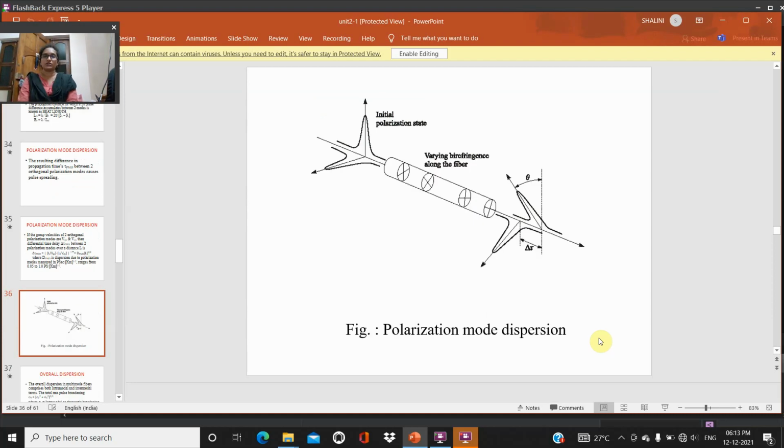Polarization mode dispersion: how will these polarized modes be dispersed inside the optical fiber? Initially the two modes will be aligned at the input side, but how will these modes propagate inside the optical fiber? Let's see this diagram. How the birefringence along the fiber may vary. Initially, in circular shape, the two lines indicate the modes, and they rotate and propagate inside the optical fiber along vertical and horizontal directions.